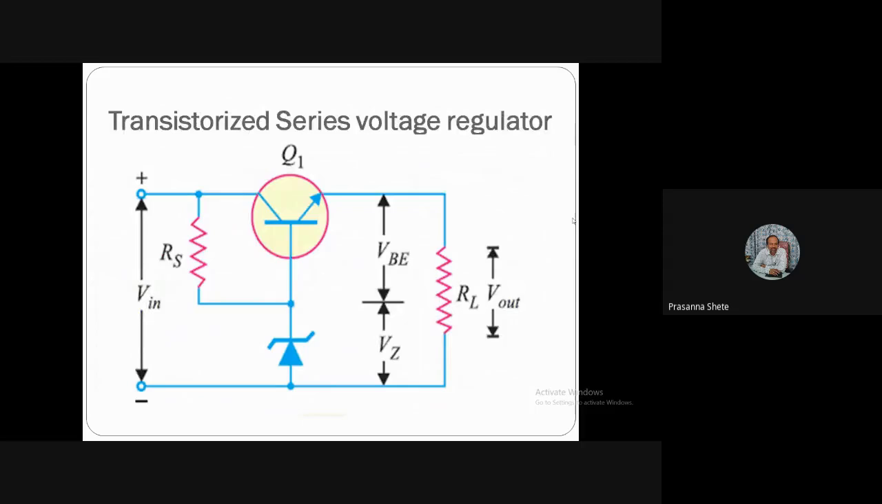Then we have the transistorized series voltage regulator, where the transistor is a series element which is connected in series with the load. So this particular type of voltage regulator is which one? It is a series voltage regulator. And a Zener is used over here to get a reference voltage which is connected at the base, and hence we have a reference voltage to bias the transistor. So the input is again an unregulated DC voltage, and we have a regulated DC output signal with this transistorized series voltage regulator circuit.